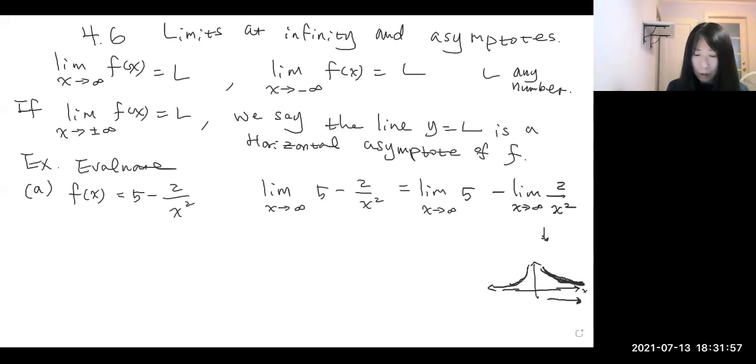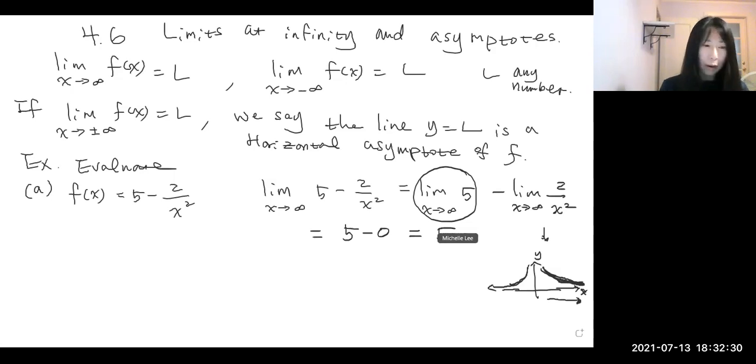How about this one? As x approaches positive infinity, what's the limit of 5? Is it just 5? It's a constant function, it's a 5, right? So we have, well, this is a 0. Okay, so we get 5. All right, good.